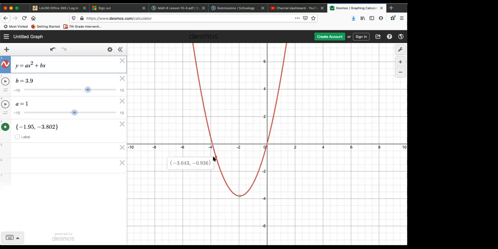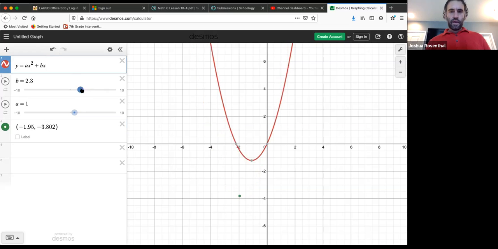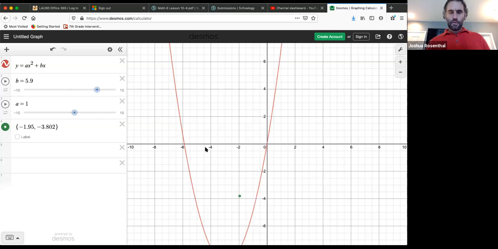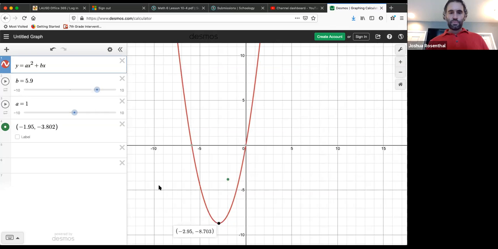I don't want to slide that point. So you can slide points too. I want to do the slider. Now, if you did it again, you could see it's not moving. I don't think it's moving linearly.